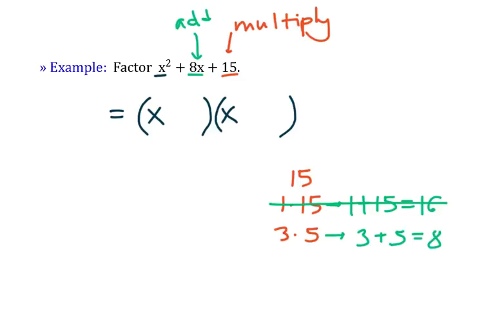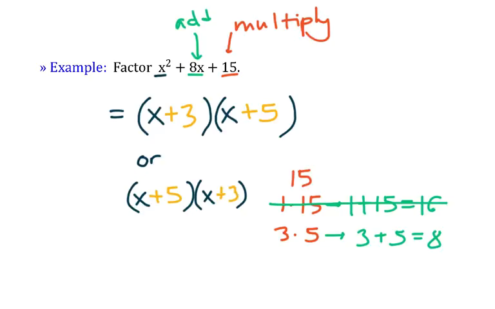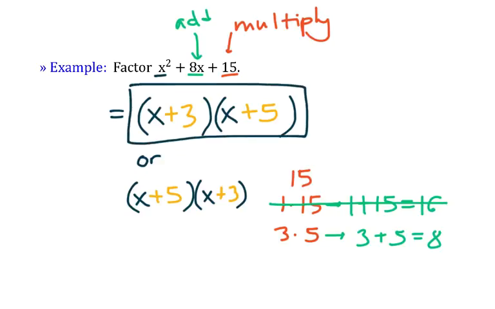So that's basically enough to tell us that we need to have a plus 3 and a plus 5 to make this work. Notice that the order in which I write my binomials doesn't matter. So here I could have just as easily written x plus 5 times x plus 3, and that would have also been correct. A good way to check your work whenever you're factoring is simply to FOIL. So I'm going to go ahead and leave my final factored answer here as x plus 3 times x plus 5, and I'll leave you the job of checking by FOIL.